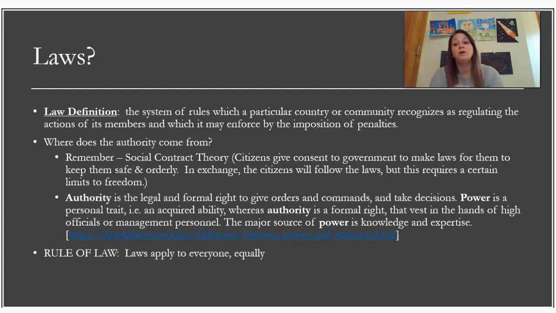And finally, let's talk about the bottom, rule of law. That's where the laws apply to everyone equally. That's one of our 6 constitutional principles, and that's incredibly important in our American system of government, that the laws apply to everyone, and it applies to them equally, so that everyone not only is treated equally, but also the laws apply to them equally. So no one, therefore, is above the law.